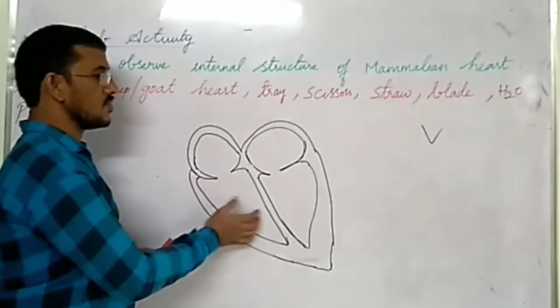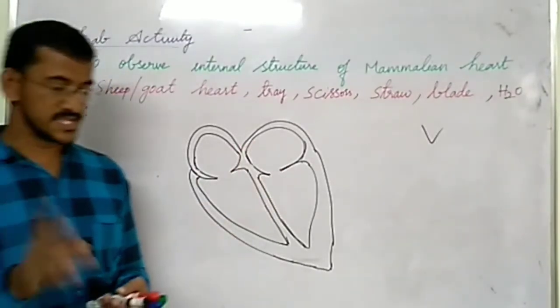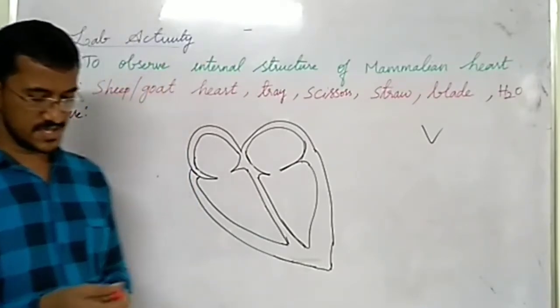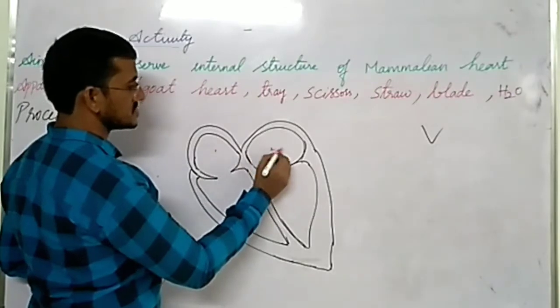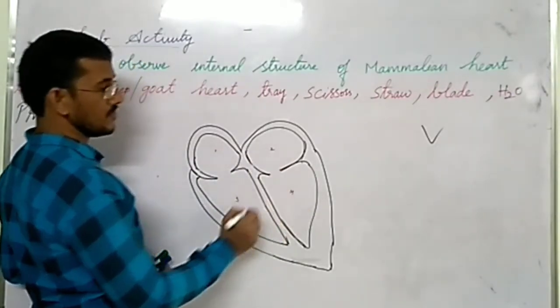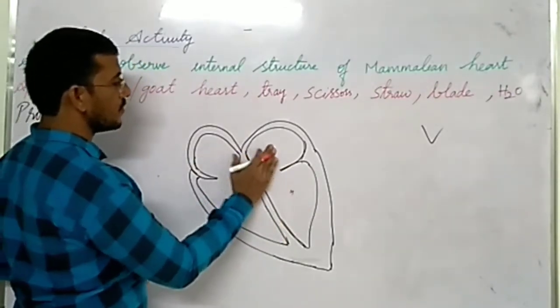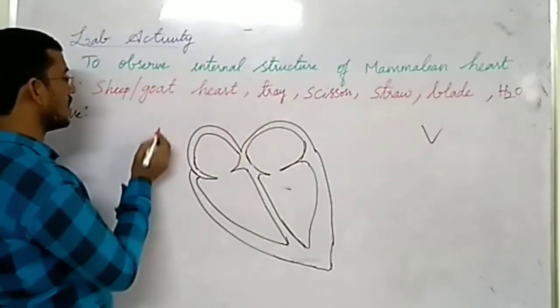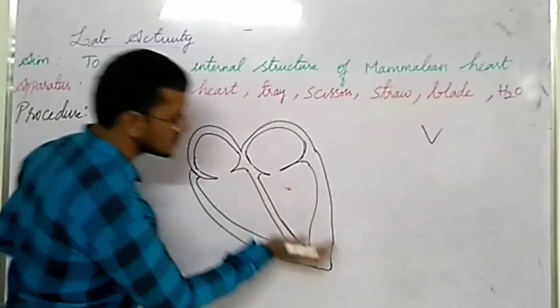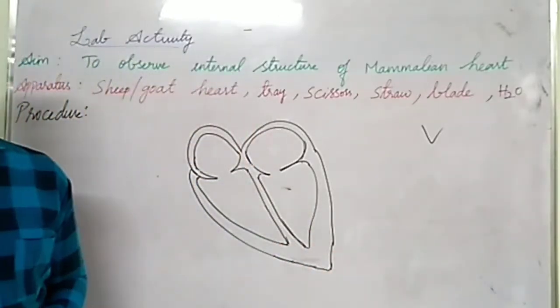So this is the human heart. The human heart is made up of four chambers, like four rooms we can say. So this is the first chamber, second, third, fourth. These are the four chambers, and the upper two chambers are called auricles and the lower two chambers are called ventricles.